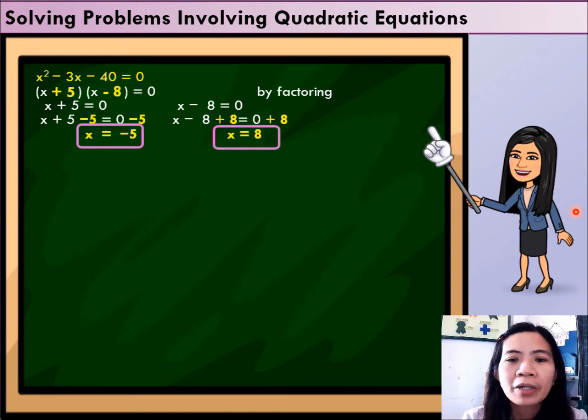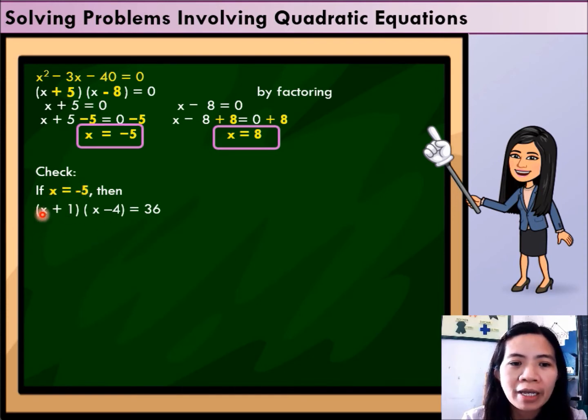Now, we are going to check whether these two roots are solutions to our equation. So we are going to substitute. If x is equal to negative 5, we are going to substitute it into our equation. So by substituting the value of x, which is negative 5, we are going to simplify.